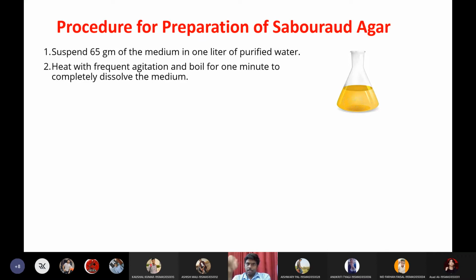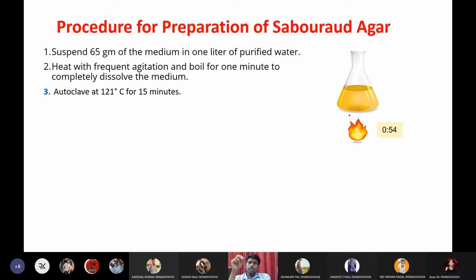That means frequently you need to shake the flask and you need to boil it. For how long? You should boil until the media is completely dissolving in the water. Until the media is dissolving in water, you must boil it and you need to shake the media. Then after boiling, you need to autoclave the media.